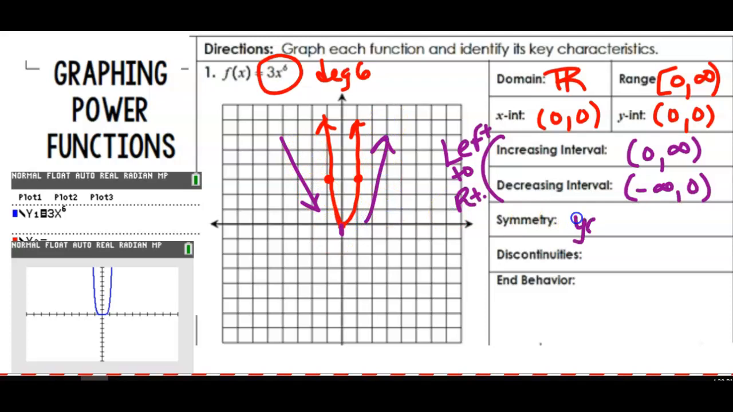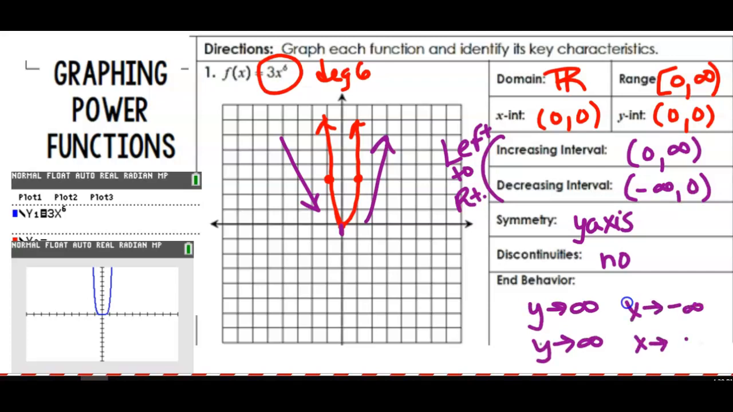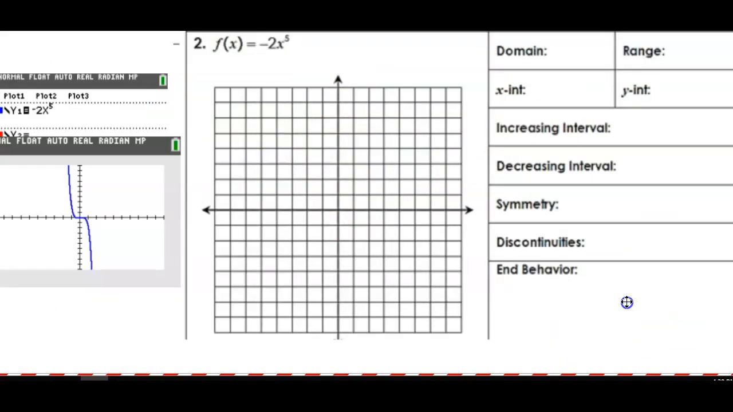The symmetry is with the y-axis. It has no discontinuities, and both ends are up. So y is approaching infinity on both the left and the right. All right, pause the video anytime. I'm trying to go fast because these are not super exciting.